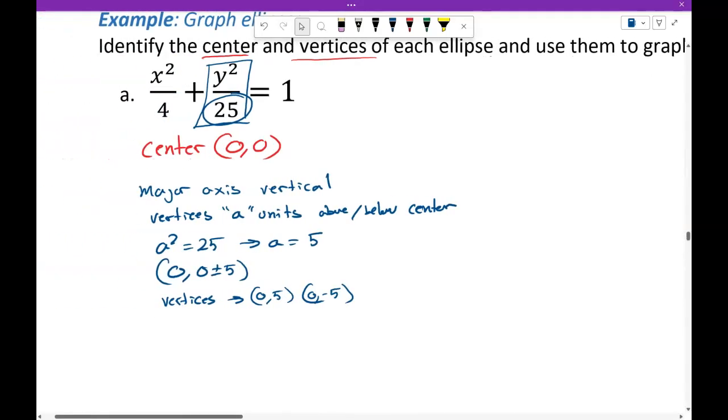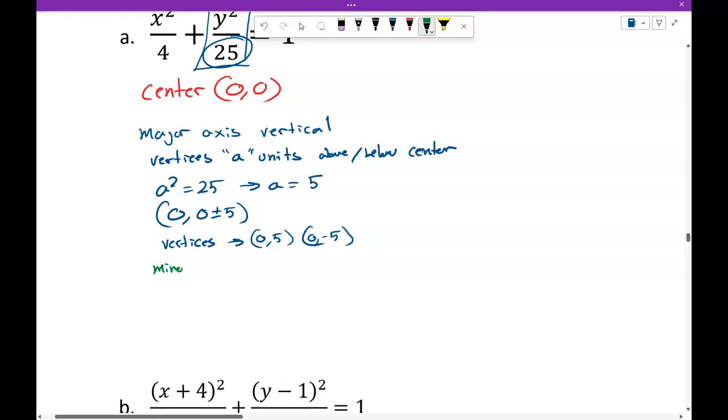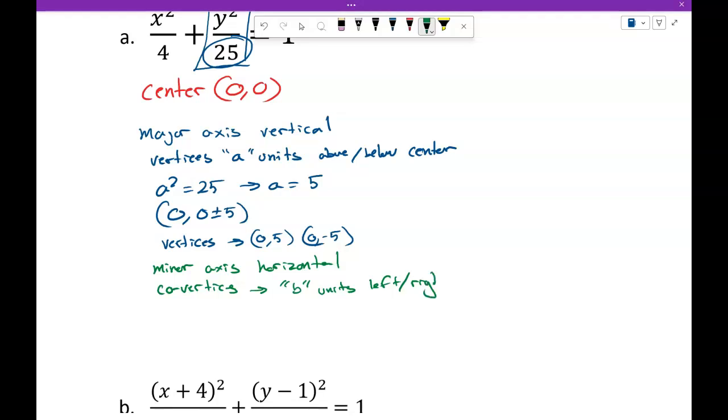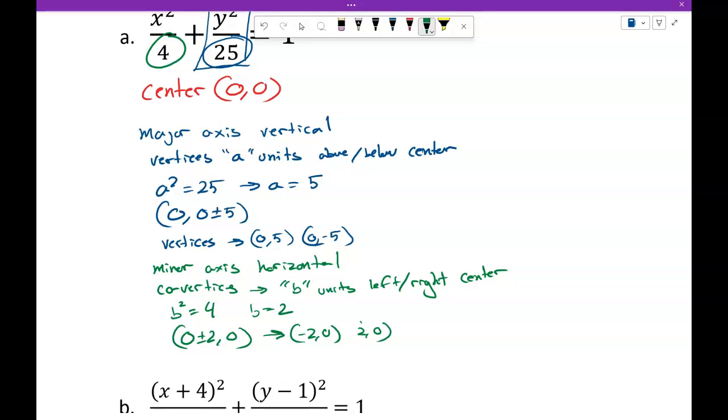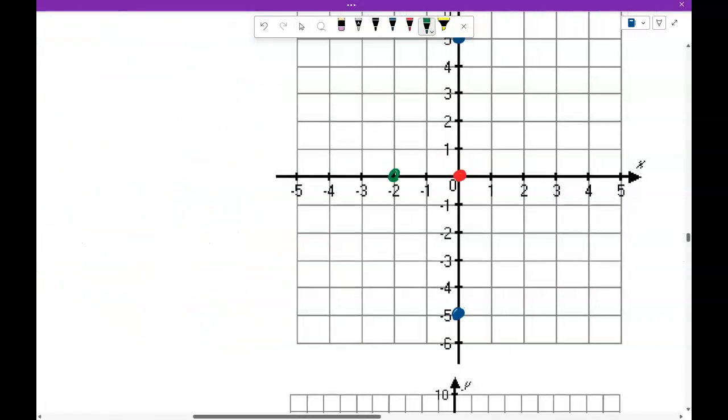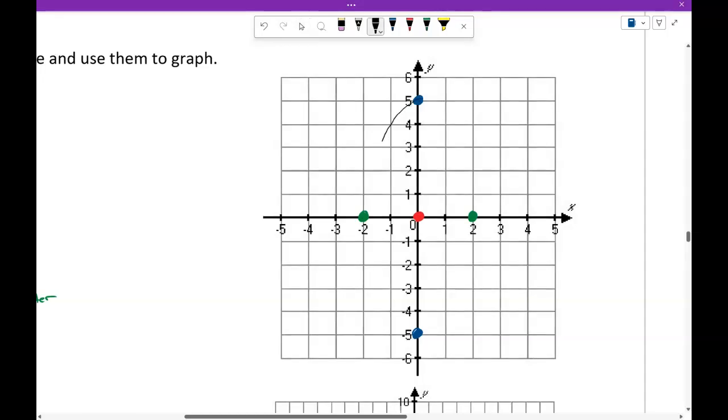Now let's go ahead and find our covertices. If our major axis is vertical, that means our minor axis is horizontal. Therefore, our covertices will be b number of units left and right of center. Well, our b squared value is 4, meaning that b equals 2. So we'll take our center and we'll add 2 and subtract 2 from the x value, giving us covertices at negative 2, 0 and 2, 0. So we can plot those. And then we have everything that we need in order to graph our ellipse. So we go through and just connect around the vertices.